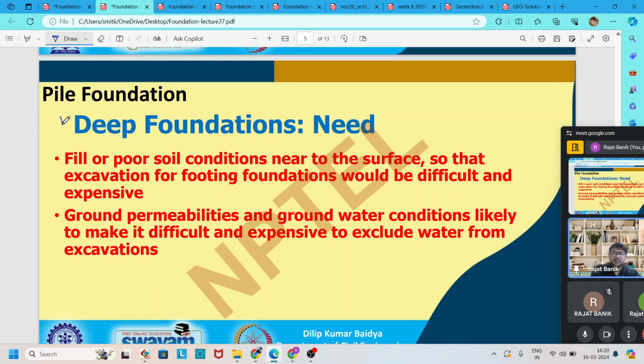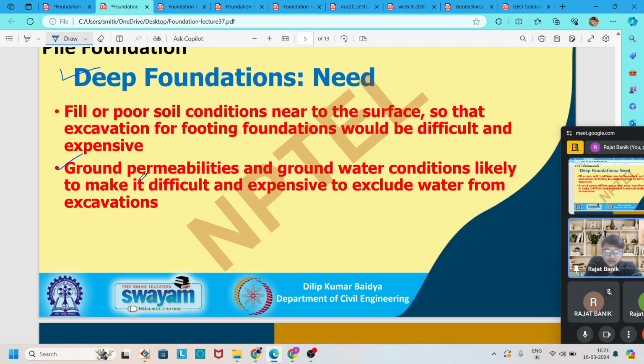Then why do we need this type of pile foundation, or deep foundation? What is the requirement to use it? Where there is fill or poor soil near the surface, excavation for footing, mostly shallow foundation, would be difficult and expensive, so we can use deep foundation, mostly pile foundation. Also, ground permeability and groundwater conditions may make it difficult and expensive to exclude water from the excavation, and then we can also use this type of foundation.